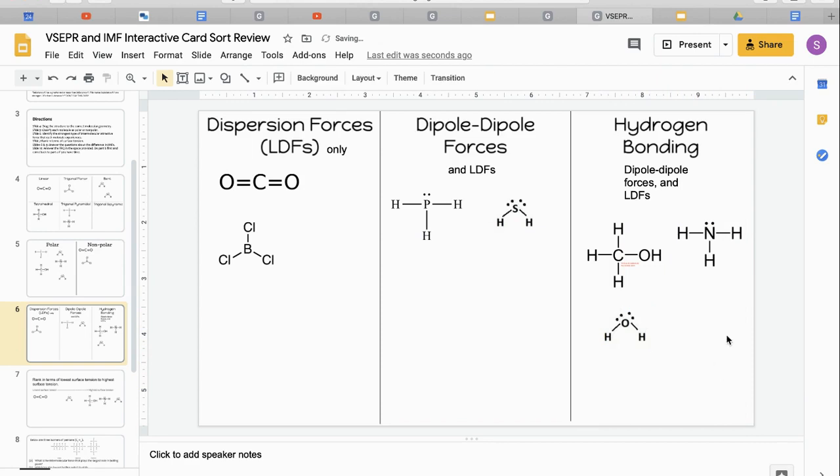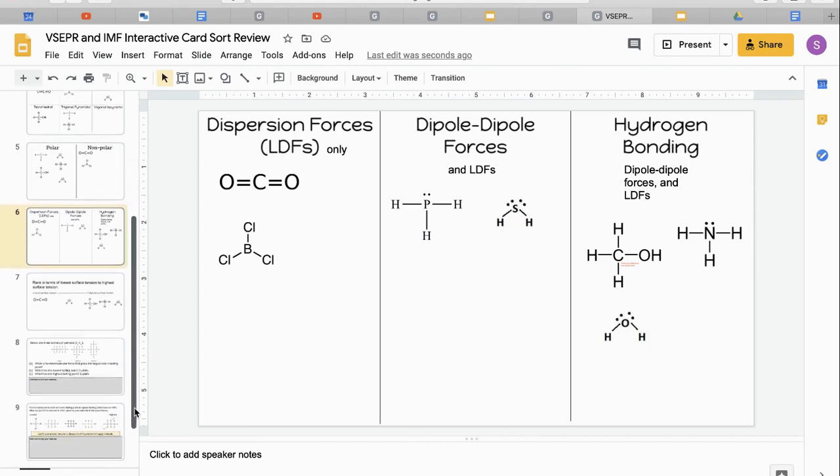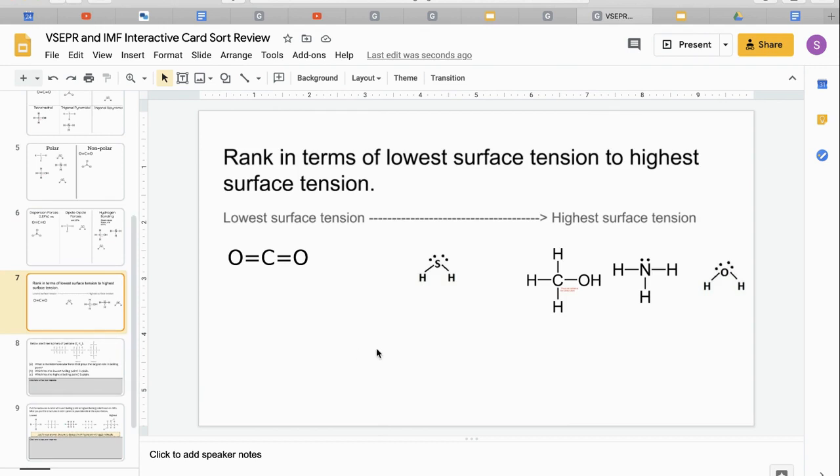And just keep in mind, for polar molecules that can't hydrogen bond, they also have LDFs. It's not that they don't. And molecules that can hydrogen bond also have dipole-dipole forces and LDFs. All right, then we had to rank in terms of lowest surface tension to highest surface tension. Here's the answer right here.